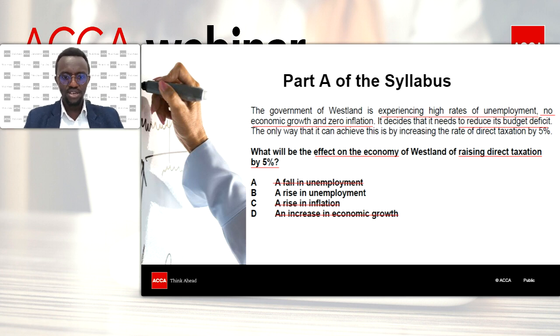Now, candidates may mistakenly choose certain options due to high existing unemployment. But realistically, governments often prioritize inflation reduction or budget deficit reduction, even if it worsens other economic issues.